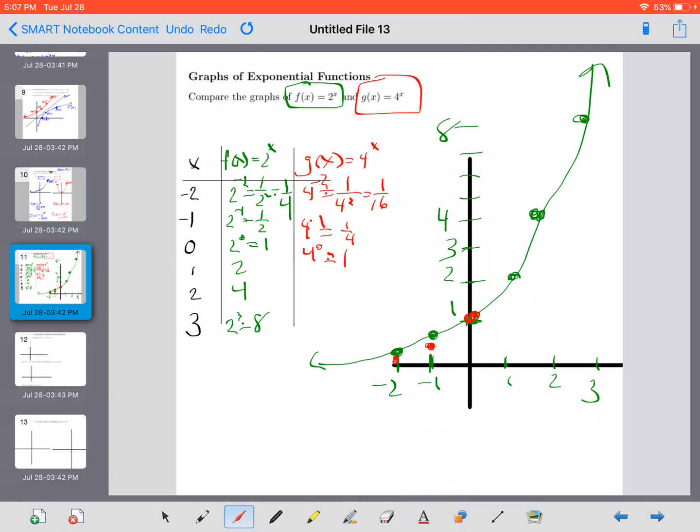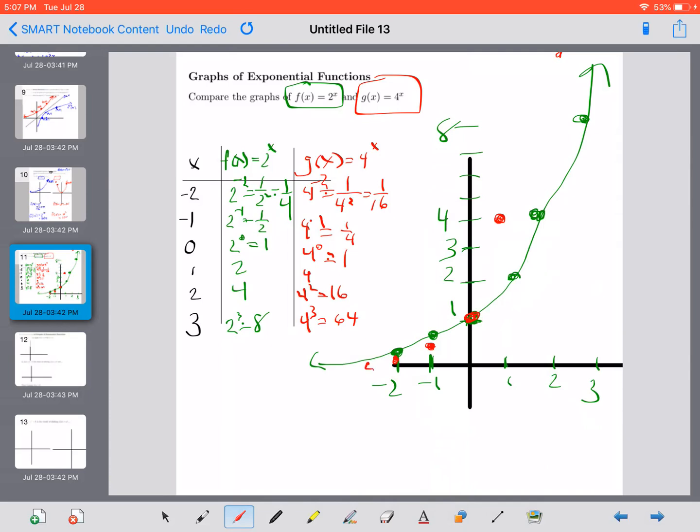If I plug in 1, I'll get 4 to the 1 power, which is 4. If I plug in 2, I'll get 4 squared, which is 16. Oh boy, I can't even draw that. It's way off the charts, right? Way up here somewhere, even higher than that probably. And 4 to the 3rd power is 16 times 4, which is 64. Oof, way, way, way off the chart.